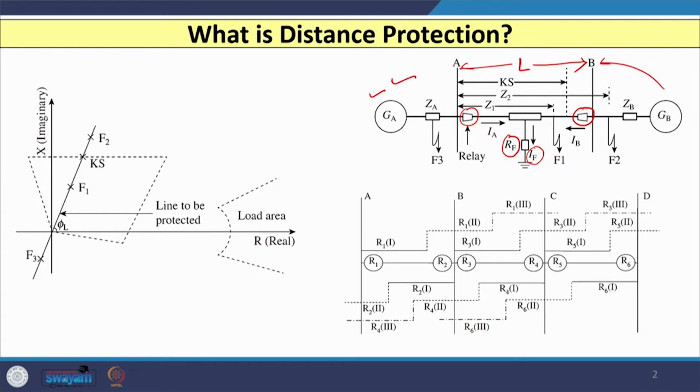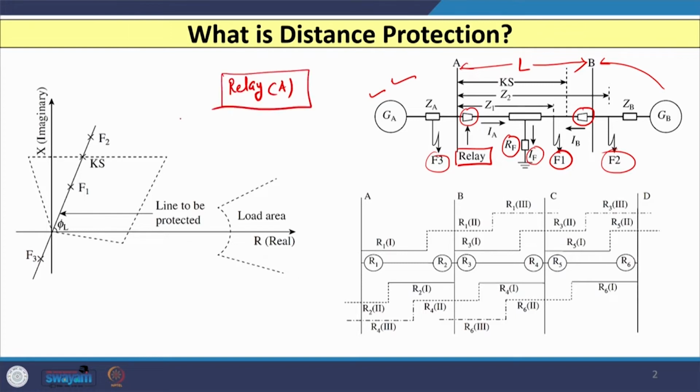So, let us consider three different cases of fault. One fault I am considering is F1, another fault is somewhere here, F2, that is beyond bus B, and another fault is at F3, that is beyond bus A. Now, let us consider the relay located at substation A, that is this relay. I am calling it the relay located at bus A or substation A.